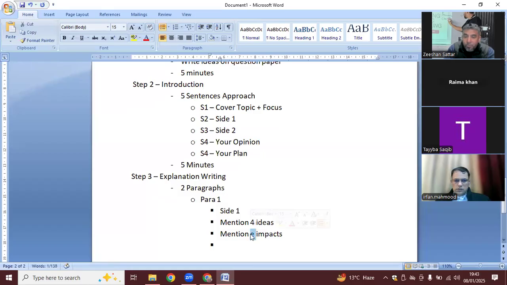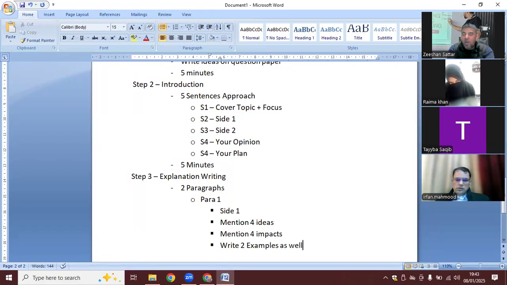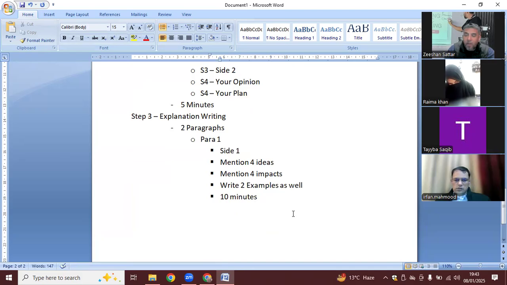Number 2, number 3, number 4, and 2 examples. Write 2 examples as well. So it is what it is, paragraph number 1, and you will spend 10 minutes on this specific paragraph.